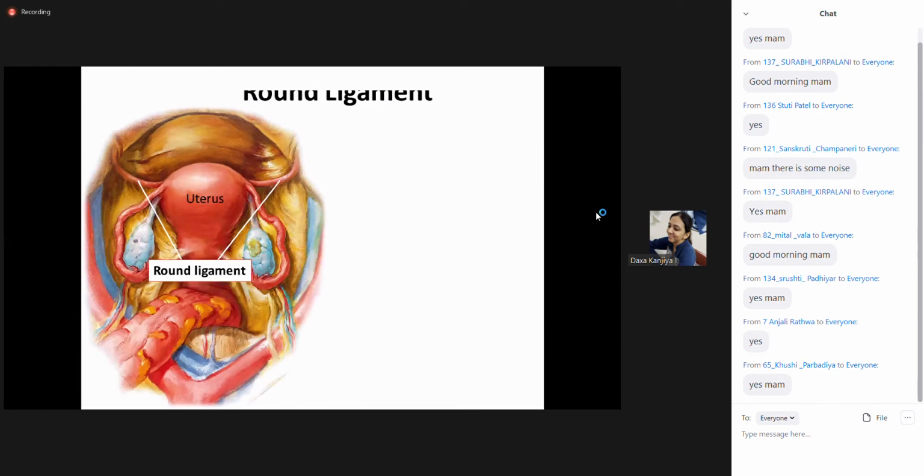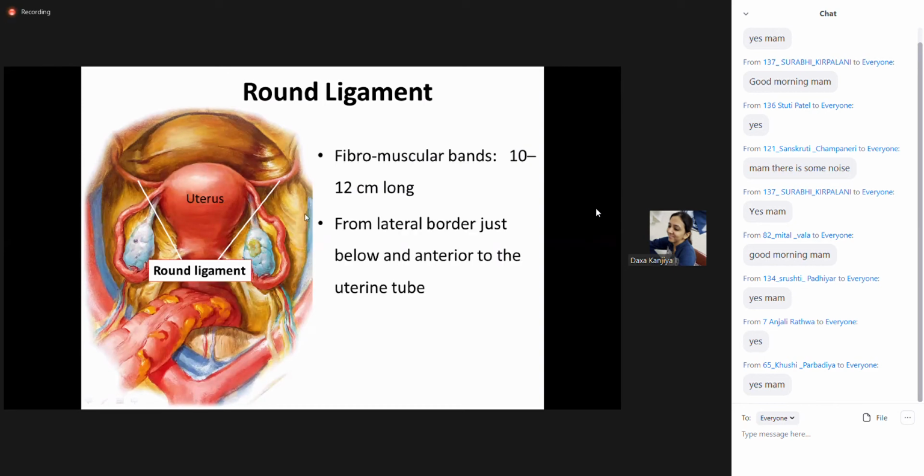Now let us see the round ligament first. It is a fibromuscular band present on either side of the uterus at the lateral cornu, in front of the uterine tube. It is around 10 to 12 centimeters long, extending from the lateral cornu, just in front of the uterine tube, and lies at the upper border of the broad ligament of the uterus.